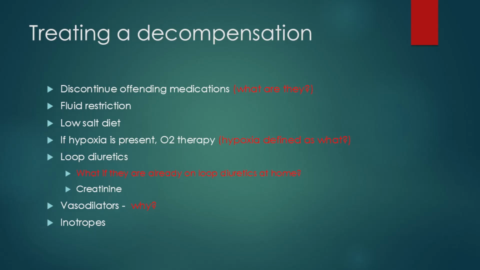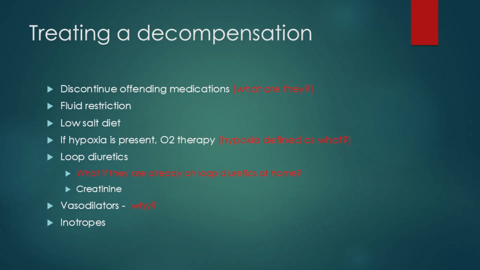Now, what if they are already on loop diuretics at home? Then generally the initial dose will be at least 2 times their home dose. So if they're receiving 40 furosemide at home, the initial dose will then be 40 to 80 IV. What else to mention here? You want to monitor creatinine, right? If their creatinine is getting too high too quickly, you'll want to wean off of the loop diuretics, or just use less of it.